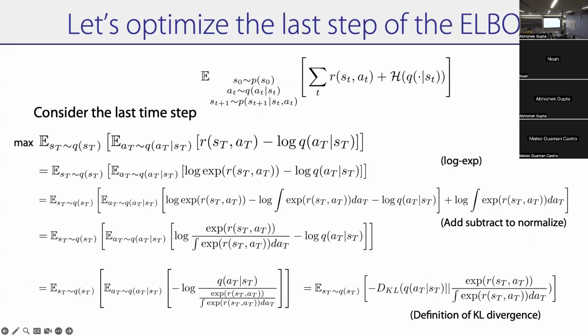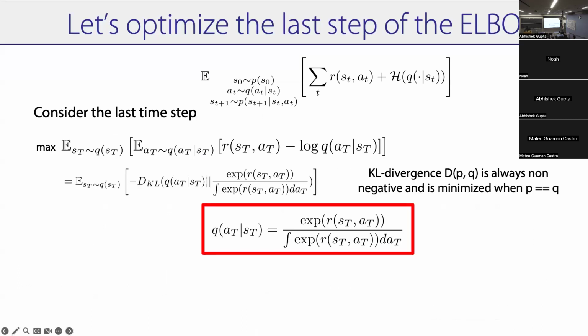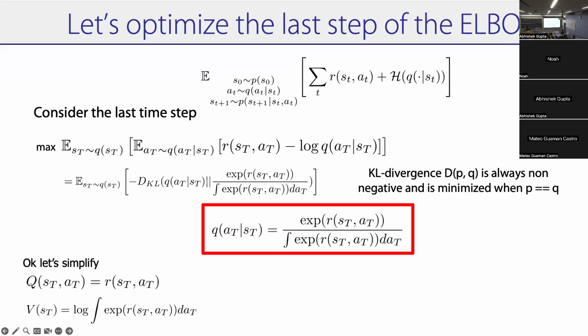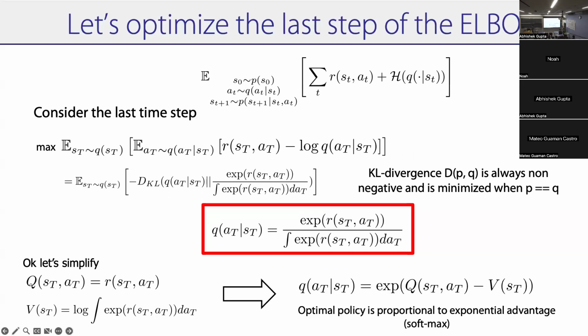Okay, so what we've derived here is that the optimal policy is equal to the softmax over the terminal rewards. In the last time step, let's call our terminal rewards Q. And we're going to call this expression, log integral exp Q in this setting, V. I'll tell you why that makes sense in a second. Because at the last time step, the Q function is the reward function. There are no future values, right? So the Q function is the reward function.